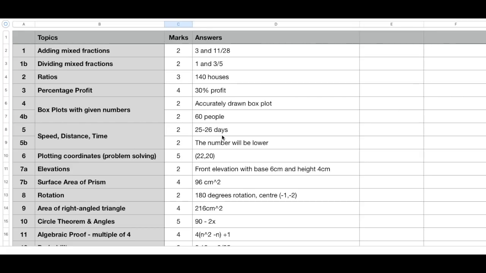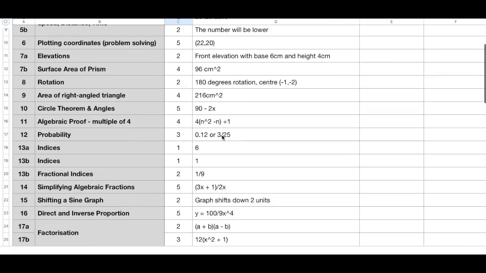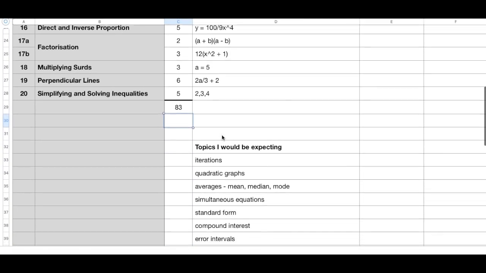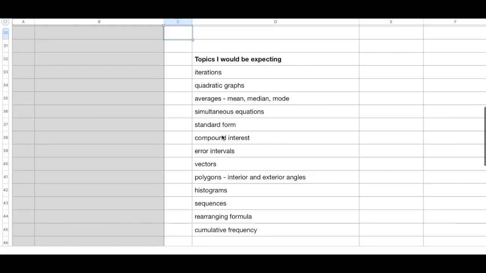And having a look at the topics that have come up, I did write a list of the topics that I would be expecting in the next two papers. So iterations obviously hasn't come up. I'd say it's a fairly good chance that will come up in either paper two or three. There hasn't been a question on quadratic graphs that I can see, so either graphing a quadratic or solving a problem involving a quadratic graph might come up. We haven't seen any questions on averages, so the mean, median, and mode. That usually comes up somewhere. It might only be one or two marks, but it might pop up somewhere.